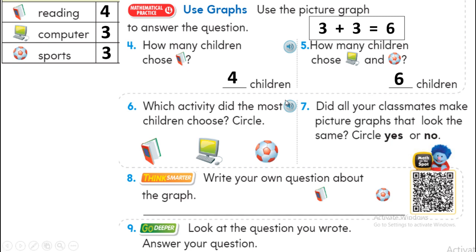Now question number 6. Which activity did the most children choose? Circle it. They choose reading. Excellent, because 4 of them chose reading. So circle reading.